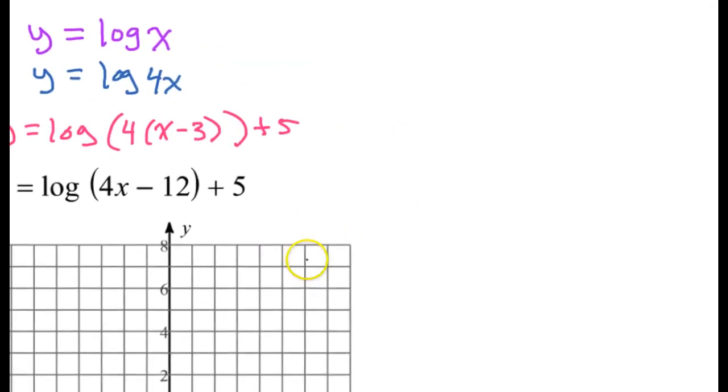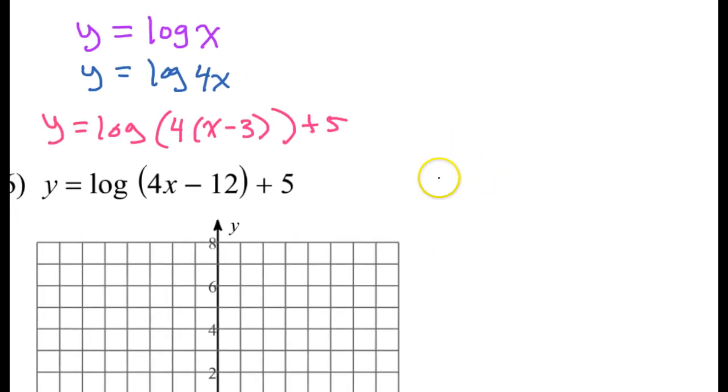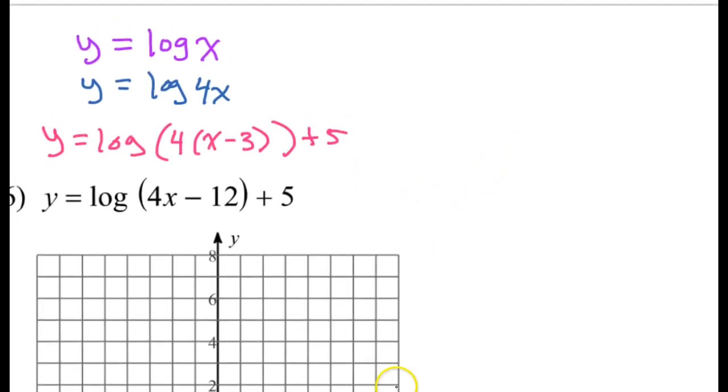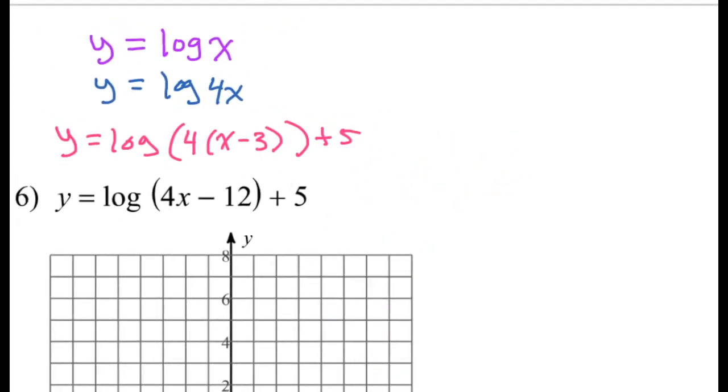Okay, so I think I'm going to put my table of values over here this time. Okay, so here comes my table of values.